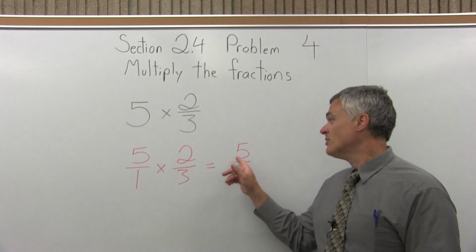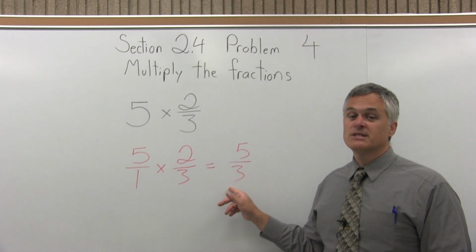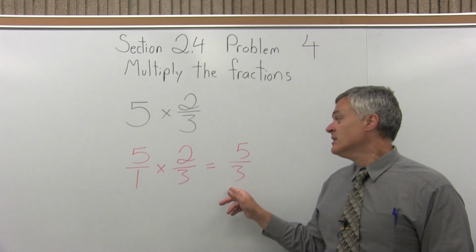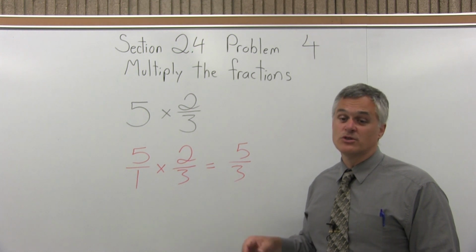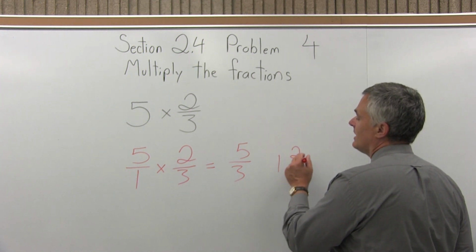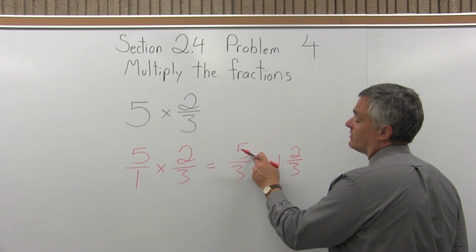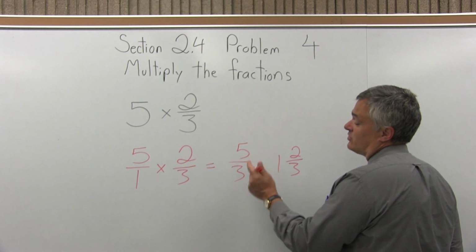So you could turn it into a mixed number. Notice the numerator is larger than the denominator. But unless the instructions tell you specifically, you usually don't have to. 5/3 is good. Or you can make it 1 and 2/3. So I was able to get that without really doing it out. I know 3/3 is 1, and then you have 2 more thirds left.